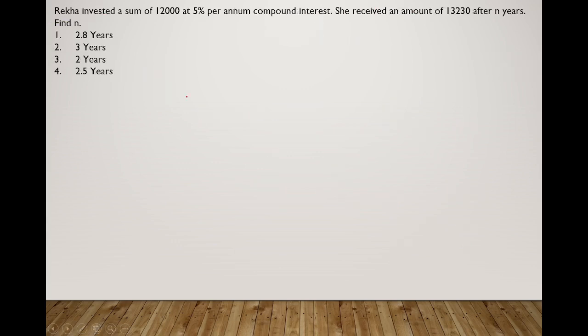Rekha invested a sum of 12,000 at 5% per annum compound interest. She received an amount of 13,230 after n years. Find n. So here, the first step is to see whether the question is compound interest or simple interest. So compound interest: we have the formula, because here the amount, principal and rate of interest are given, so we need to find the value of n.